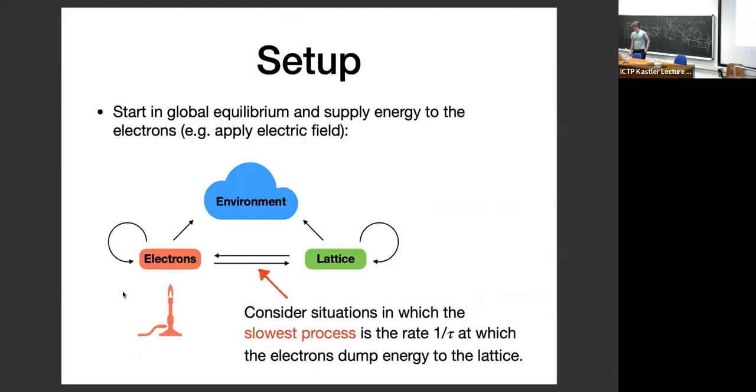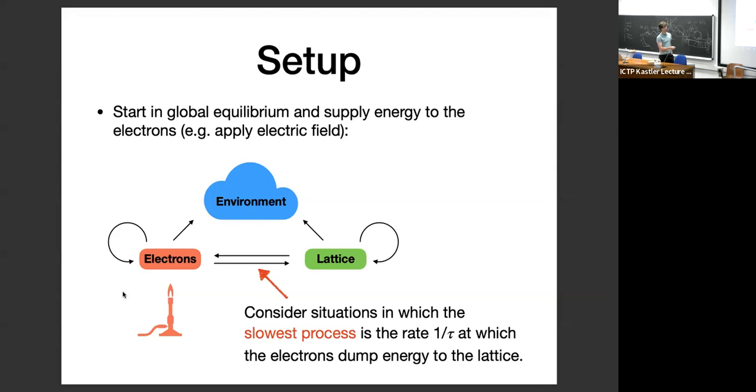Okay, very good. So the process, the observable that I'm going to think about, has to do with Joule heating. And so let me tell you about this. So really, the electrons that we like, our Hubbard model lives here, but in reality, it's coupled.